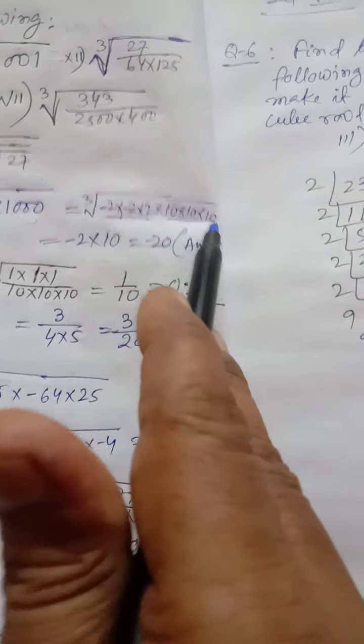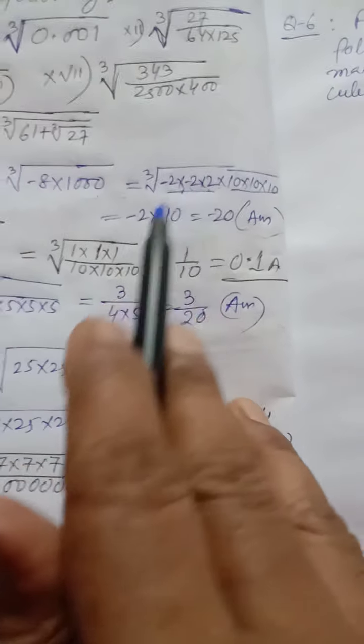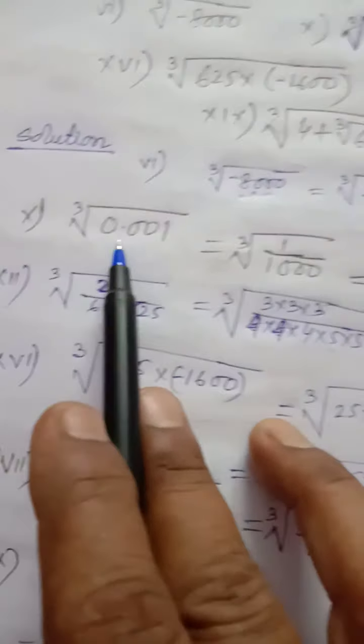So 10 is also a triplet, and minus 2 is also a triplet. Out of that cube root, the triplet number, one number will come: minus 2 into 10, minus 20, will be the cube root of this number. This way you need to find it out. Now see, you have got a decimal.